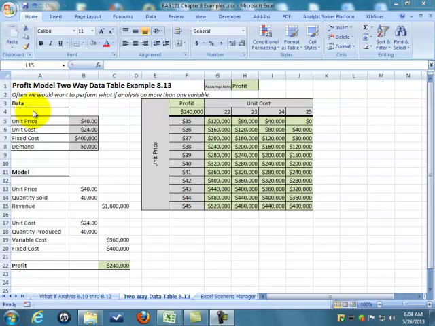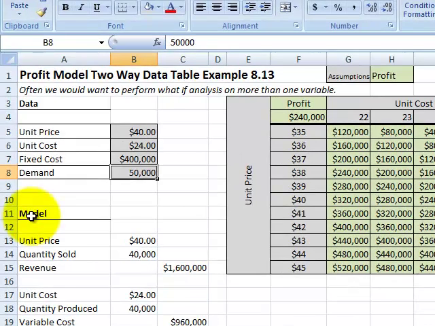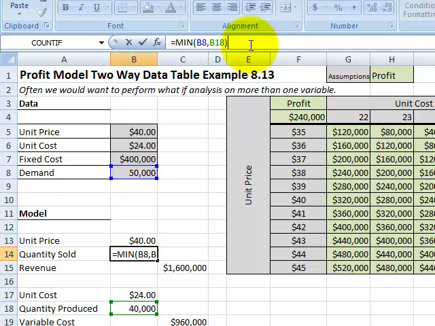So, here's the model. Let's go through it really quickly. We had unit price as an assumption, and then unit cost, fixed cost, and we even assumed a demand. We didn't put a demand function in here. Of course, we could. Then the model comes down and it says unit price and an assumed quantity. The quantity sold is the minimum between the assumed quantity produced and the demand, right? We can't sell more than we produce, and we can't sell more than what we have demand for. So it's a minimum between the quantity demanded and the quantity we produced.